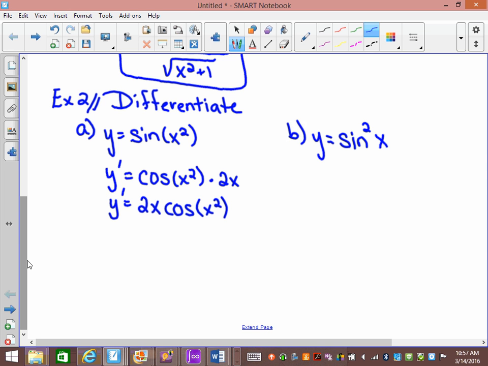Sine x squared. Sine squared x means I have a sine x times a sine x, correct? That's what sine squared x means. X squared means I have an x times an x. Y squared means I have a y times a y. Sine squared x means I have a sine times a sine, correct?